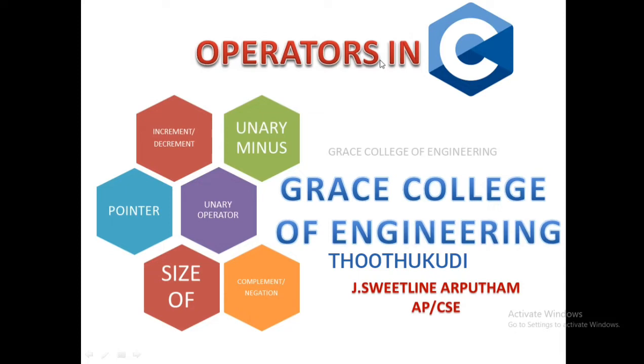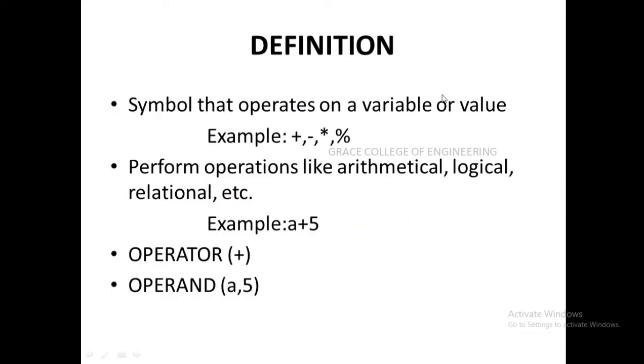Today I am going to deal with the topic Operators in C. Let's see the definition of what is an operator. An operator is a symbol which is used to perform different kinds of operation. Examples of such operators are plus, minus, division, modulo division and multiplications. So these are some examples of operators. These operators can perform different types of operations like arithmetical, logical, relational, etc.